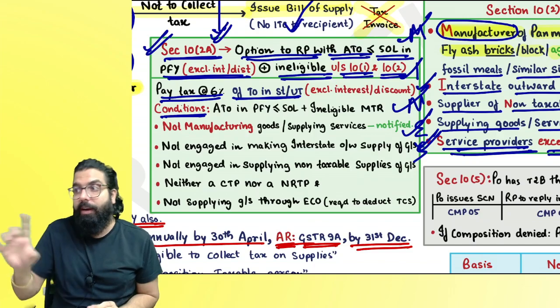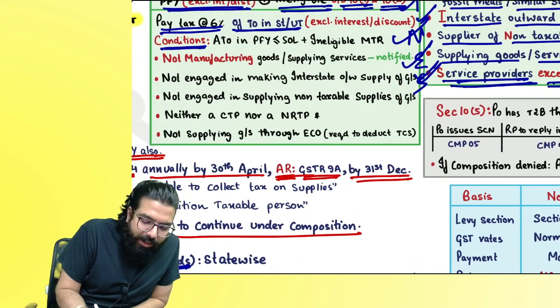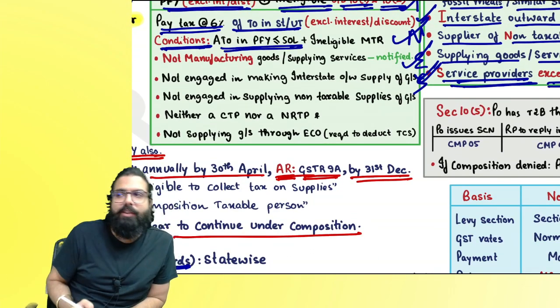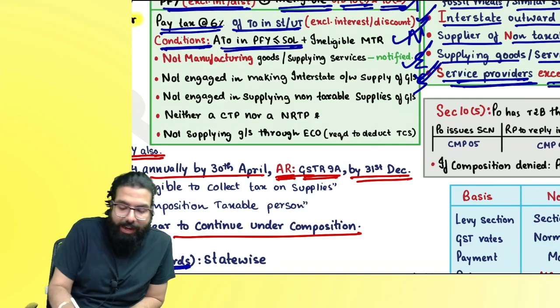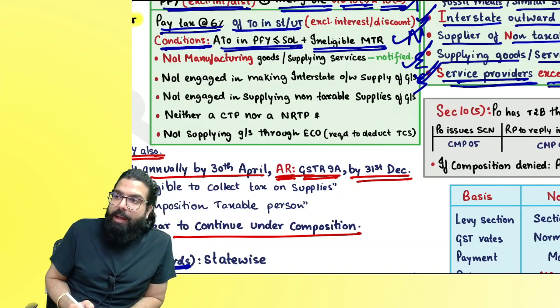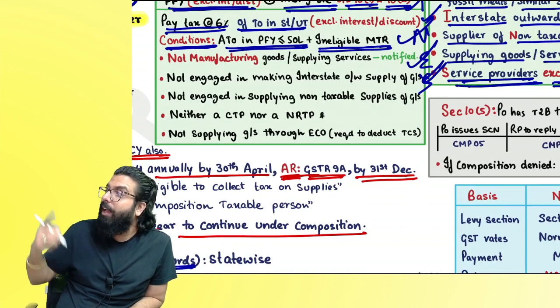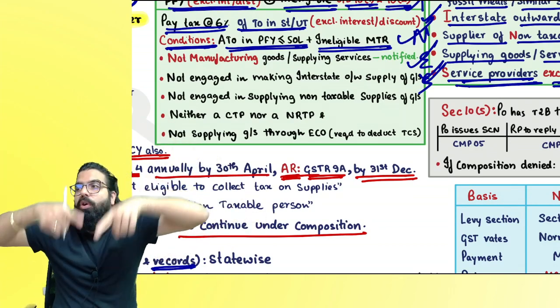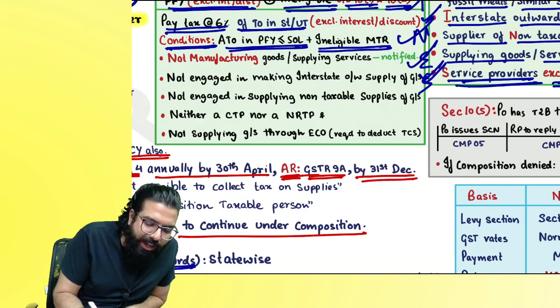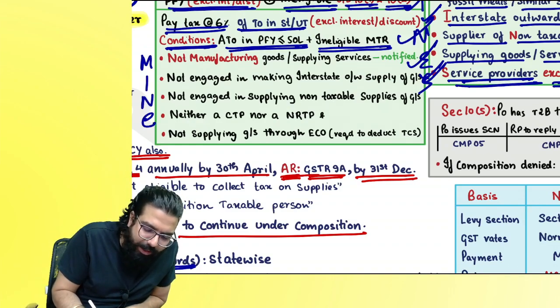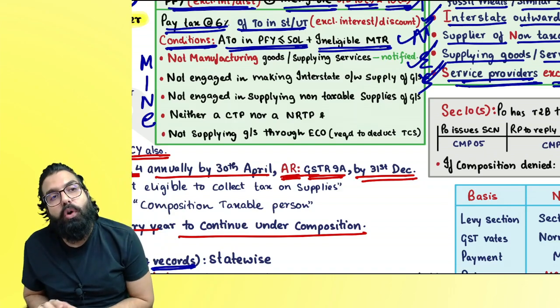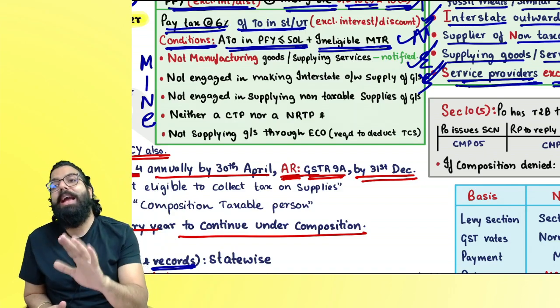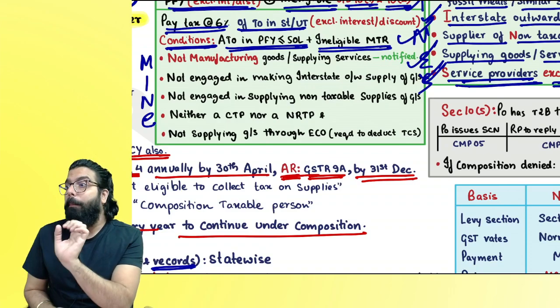of 6%. But here also, the condition is that your aggregate turnover in the last year should be less than or equal to 50 lakh. You should be ineligible as a manufacturer, trader, restaurant, means you are ineligible under section number 10.1 or 10.2. Then you can come to 10.2A, and 10.2A also says who are the people who are ineligible under 10.2A. Also people who are MINES, not S, only MINE people.